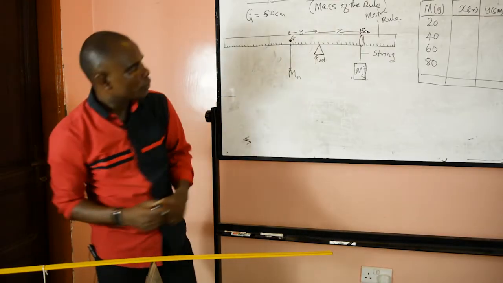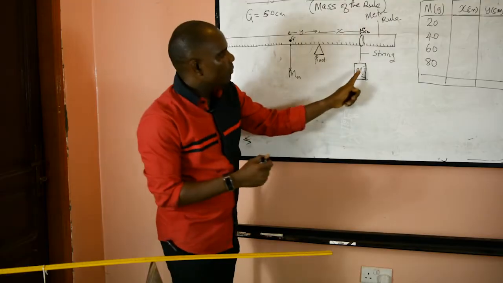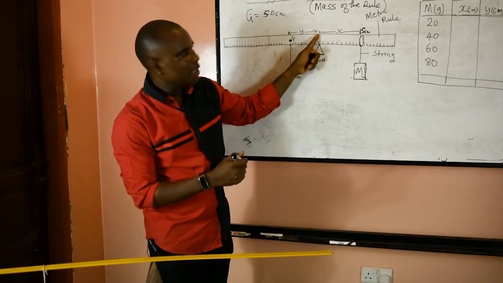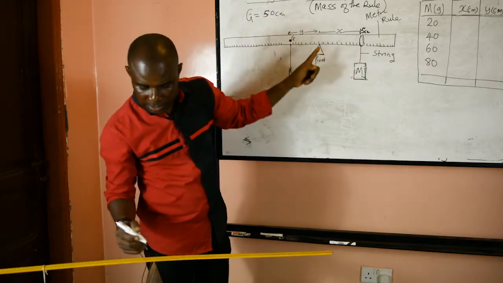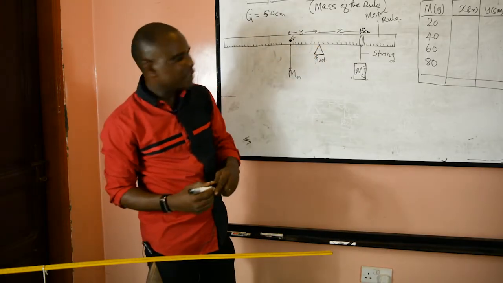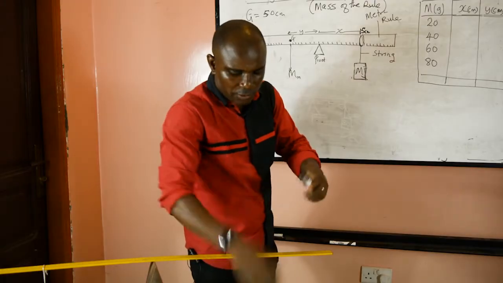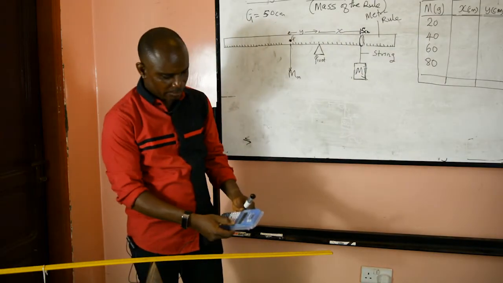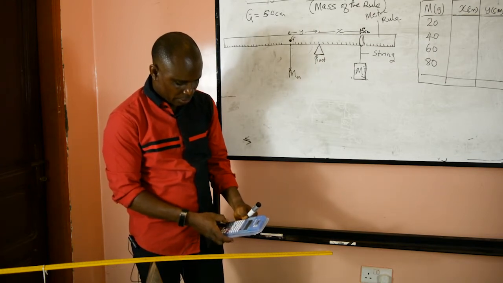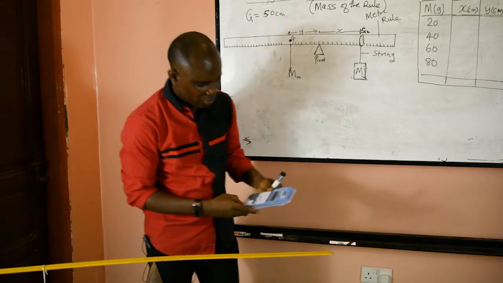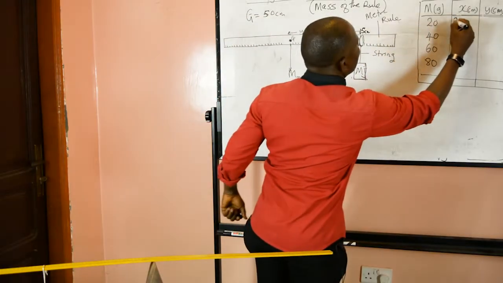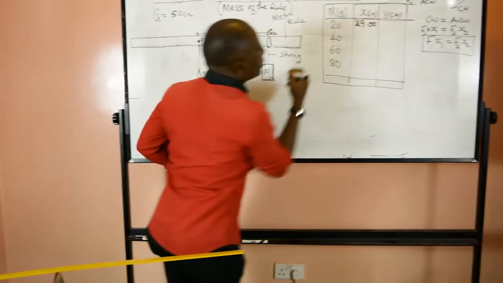This is 15. So I want to find that distance from the mass, where the mass is hanging, to where it became balanced. That is the pivot position. Now it is the 44 centimeter. So I'm coming to find that x. So that x is 44 minus 15. You have to be careful. That is 29. So this x is 29.00. So now I put it right here.